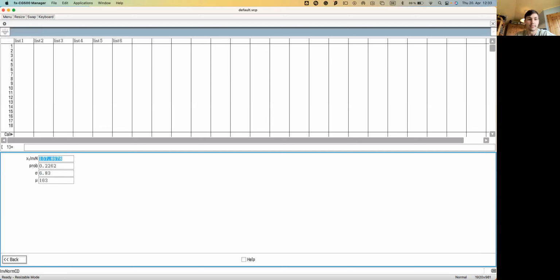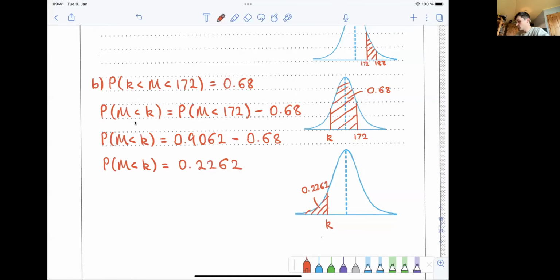So let's come back to the pad, and we will put that in. Therefore k is equal to 158 grams. And there is the answer to part 10.